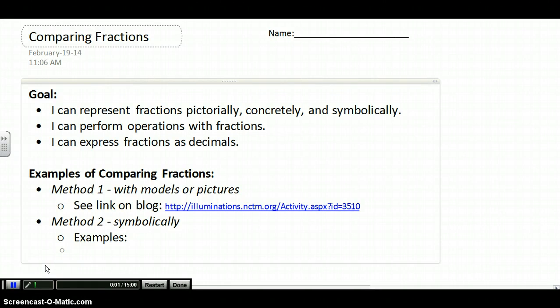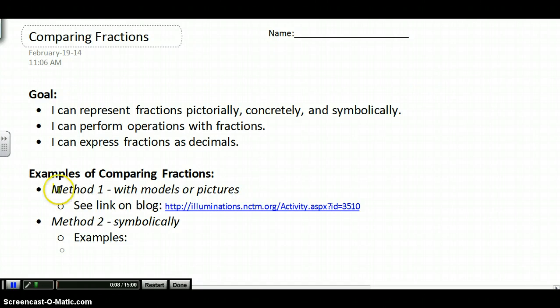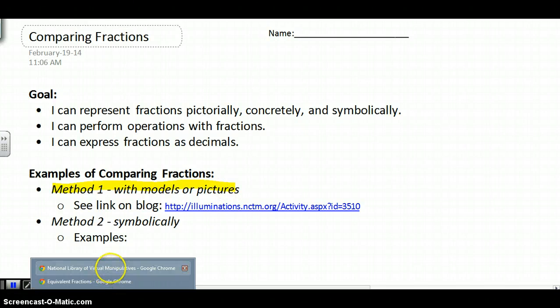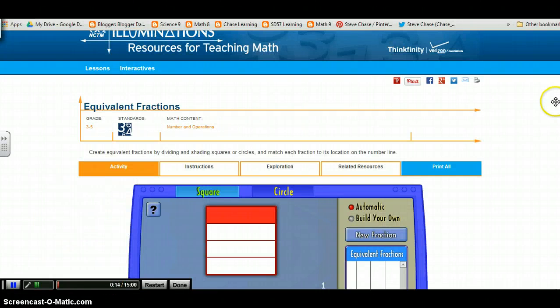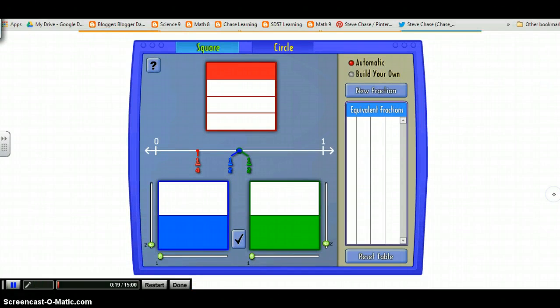Alright, we're working on comparing fractions today, and I want to give you two methods or models you could use to compare fractions. The first is with the model or picture. So I've got on the blog for you today the same thing we used yesterday when you were looking at equivalent fractions, but we've set it up a little differently.